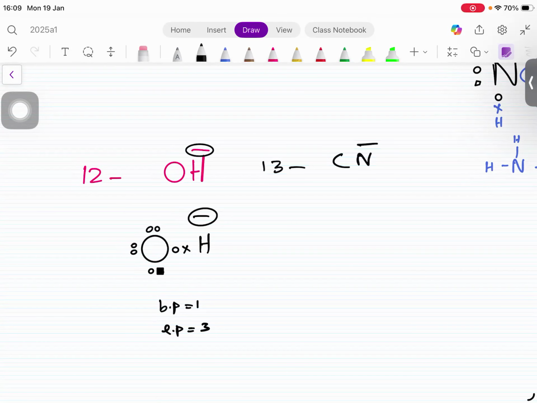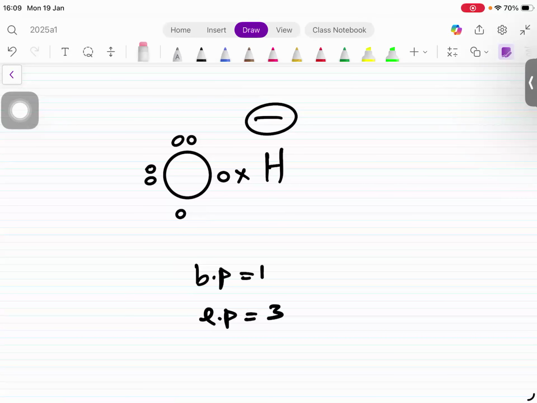Then why are we putting a square? No, it's just to distinguish. If you don't want to put a square, you can put a dot like this. You can put a square or anything. You need to distinguish between them.